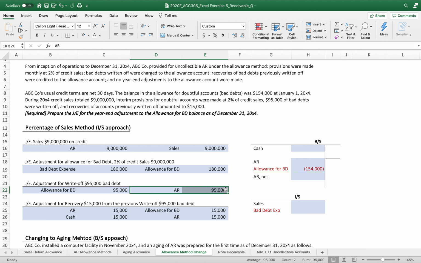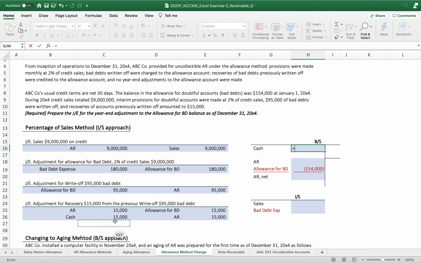The AR recording here and the AR recording there are for different reasons. AR recorded in the adjustment for written off is because this AR is never to be collected. So we remove this AR 95,000. But this AR on the credit means that we received cash. That's why we reduce this cash to receive asset account.